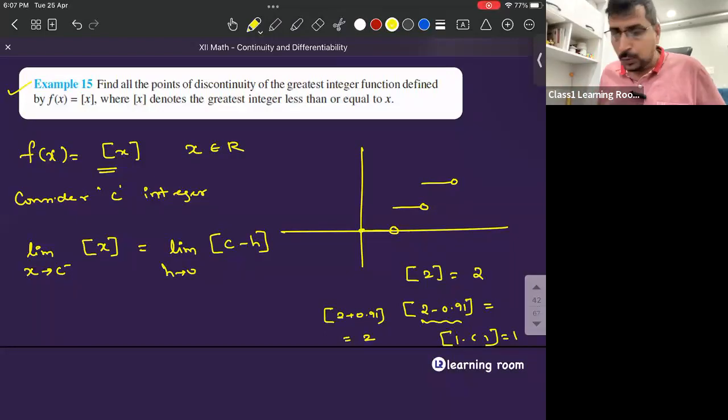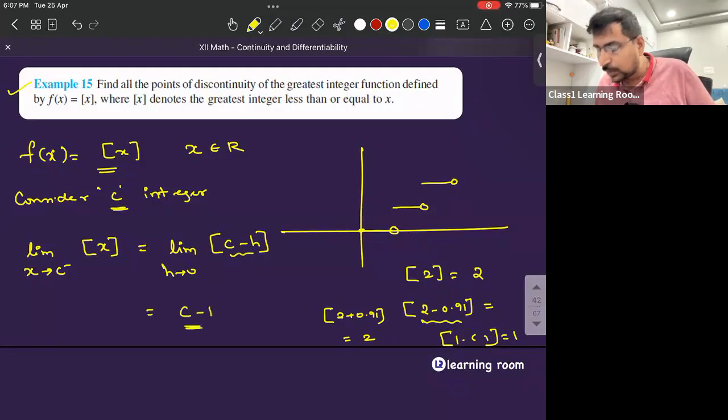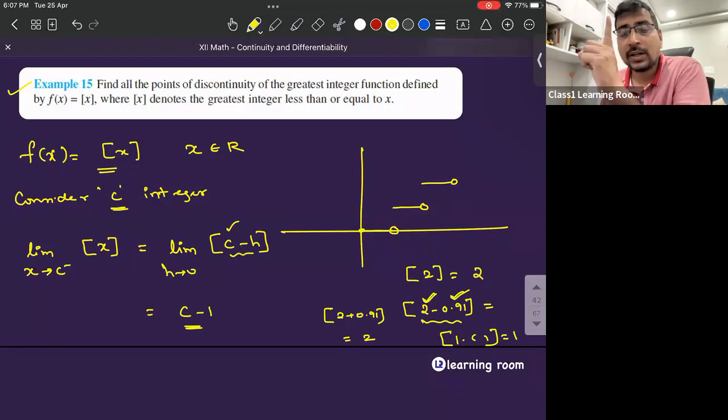So why I took this example is, I took c as an integer. So limit h tends to 0. When I write c minus h, what would be the output? Is it not going to be c minus 1? Like how it happened? 2 is c, h is 0.91, for example. So greatest integer of 2 minus 0.91 came out to be 1. How can you relate that 1 to this 2? 2 minus 1. So similarly, can I write this as c minus 1?